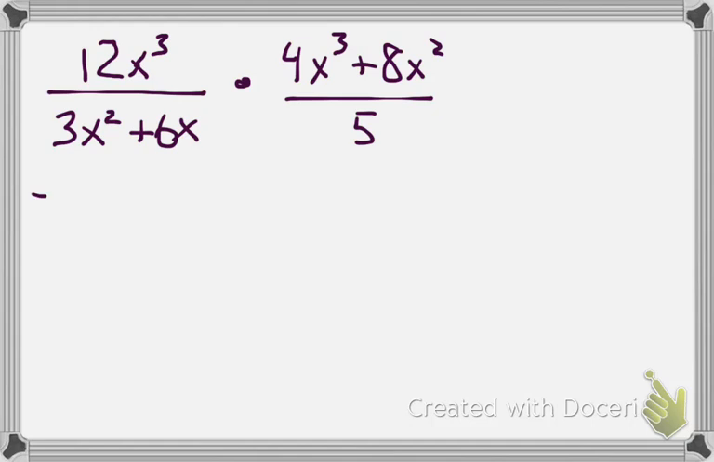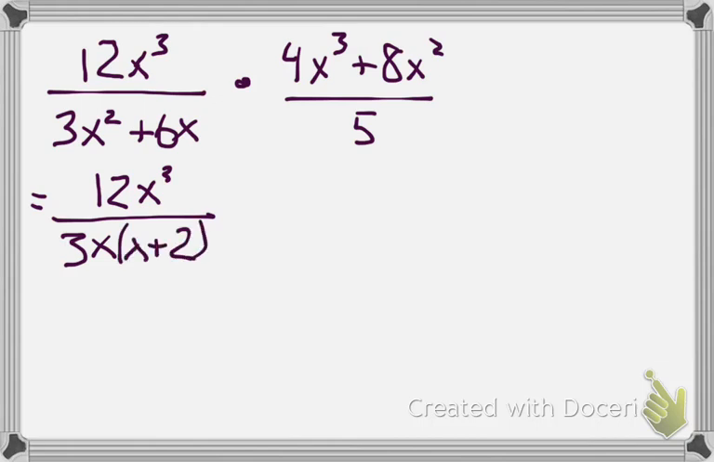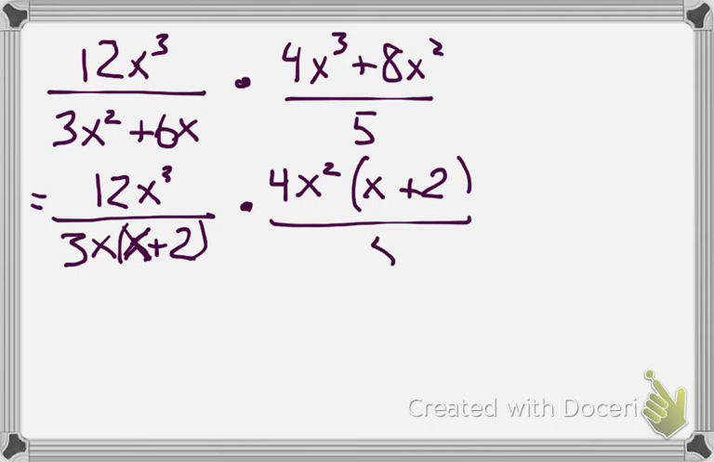So let's do that first. In the numerator of our first expression, 12x cubed, we can't really factor that, so that'll stay the same. But in the denominator, we can factor a 3x as our GCF. So 3x leaves us with x plus 2. And our second expression, our numerator can definitely be factored. Our GCF is 4x squared, leaving us with x plus 2. And then we just have 5 on the bottom.